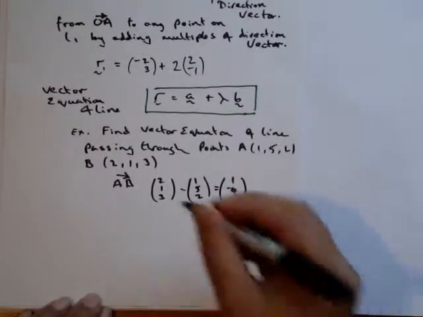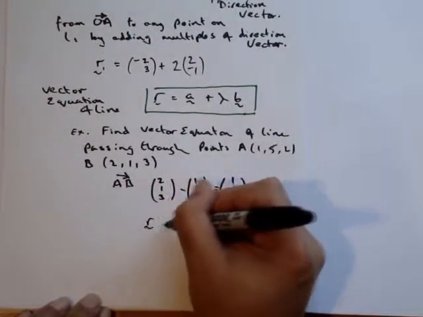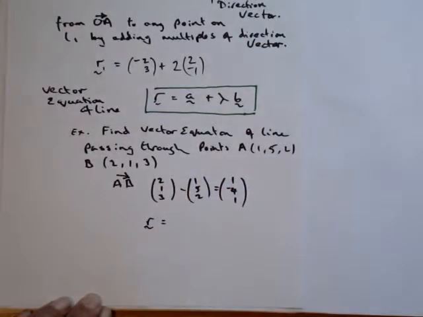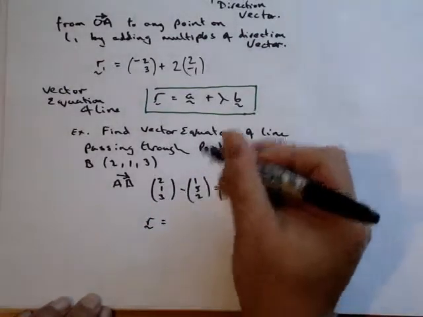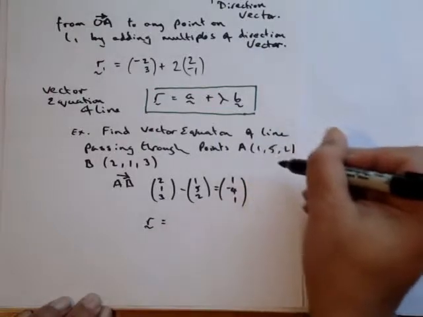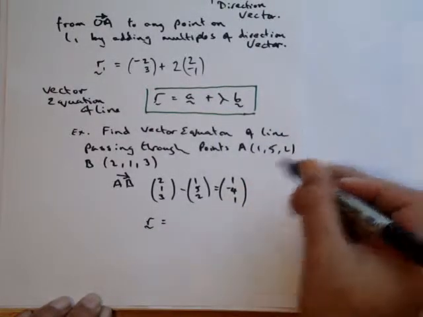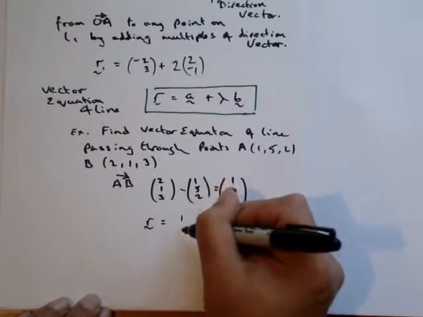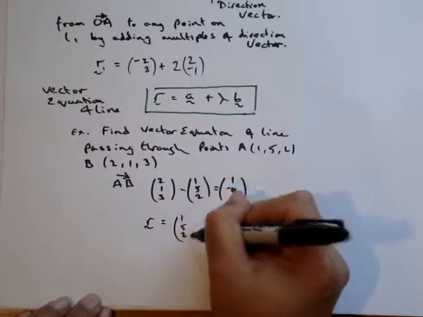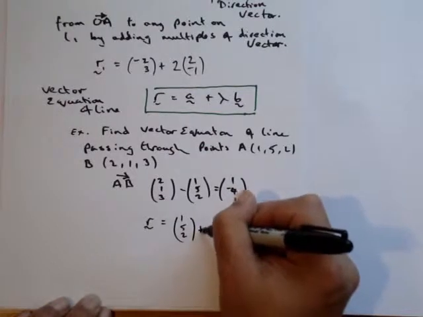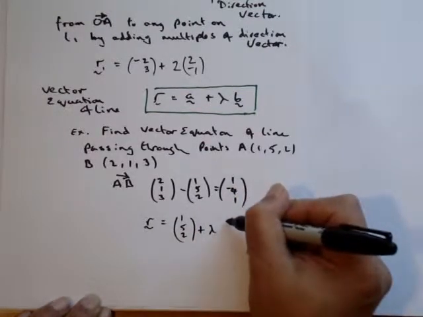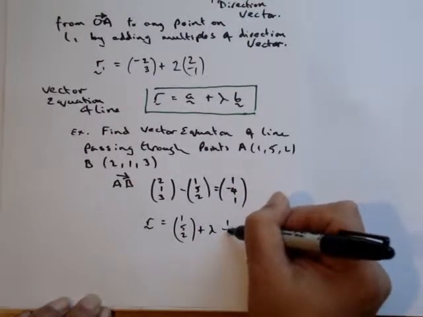Okay, and then our vector equation of the line would be a point on the line, which would be either A or B. So we'd choose A, so it would be (1, 5, 2), plus lambda times our direction vector.